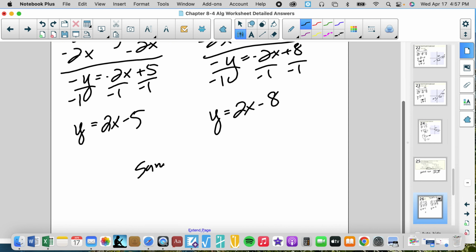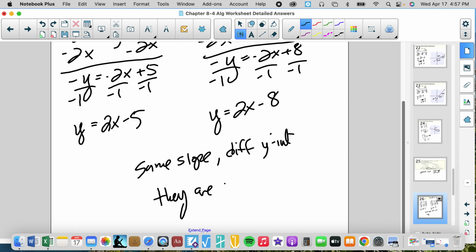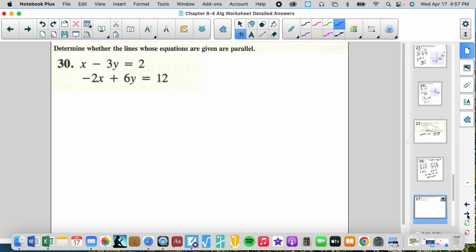Same slope, different y-intercepts, so we know they are parallel. They are parallel. Same slopes, different y-intercepts. They will never intersect.